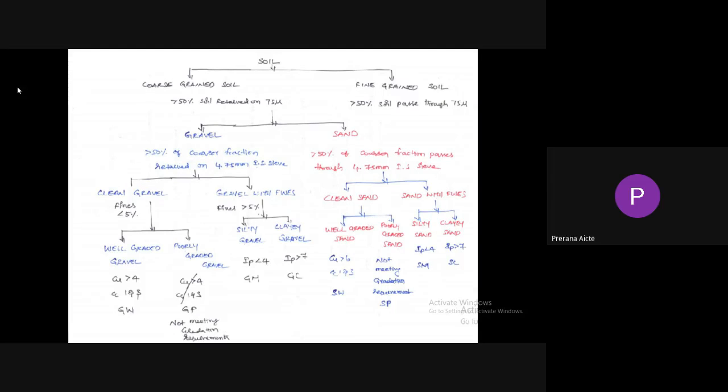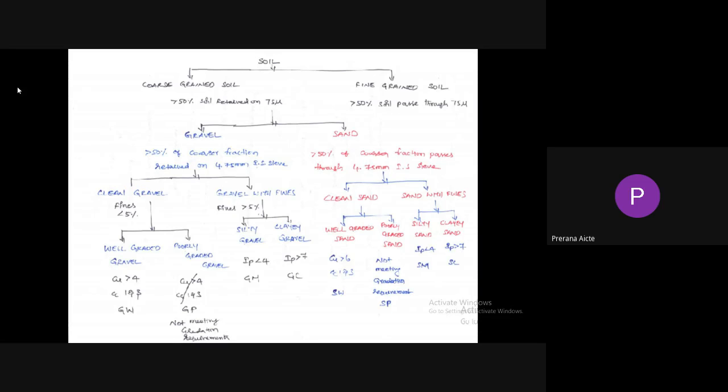So if Cu is greater than 4 and Cc lies in between 1 and 3, it is called well graded gravel. It is denoted by GW. While telling, we need to say well graded gravel; while writing, reverse order: GW. While telling, in reverse order we need to tell well graded gravel, GW.